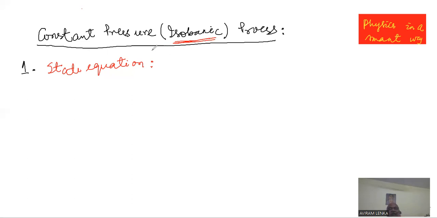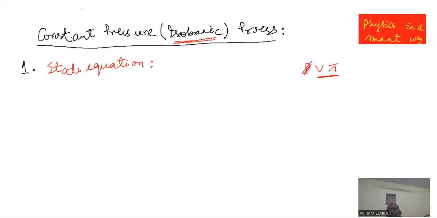So that is constant pressure process, or isobaric. Bar is the unit of pressure. The first thing that comes in is the state equation, as you know. And you know the state equation is formed out of three variables: pressure, volume, temperature. Because here pressure is constant, pressure is no more a variable. So obviously logic says the state equation must consist of two things: one is volume, second is temperature.